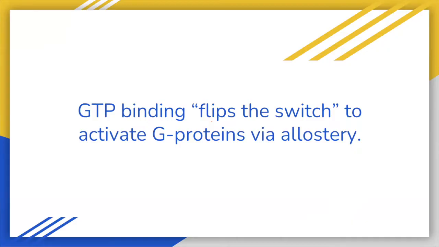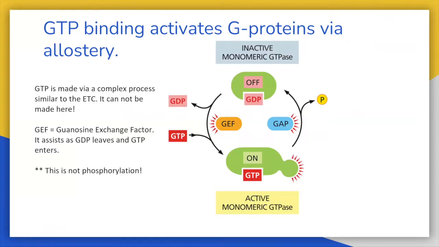GTP binding flips the switch to activate G proteins using allostery. So G proteins are a special class of proteins. There are several kinds, not all of them are used in signaling. And the thing that makes them G proteins is their ability to bind to GTP. And essentially these G proteins have 2 states. They can be on when they're bound to GTP, or they can be off when they are bound to GDP. That's the diphosphate version. It only has 2 phosphates. And these proteins can switch between these states by either adding GTP or by hydrolyzing GTP back to GDP.